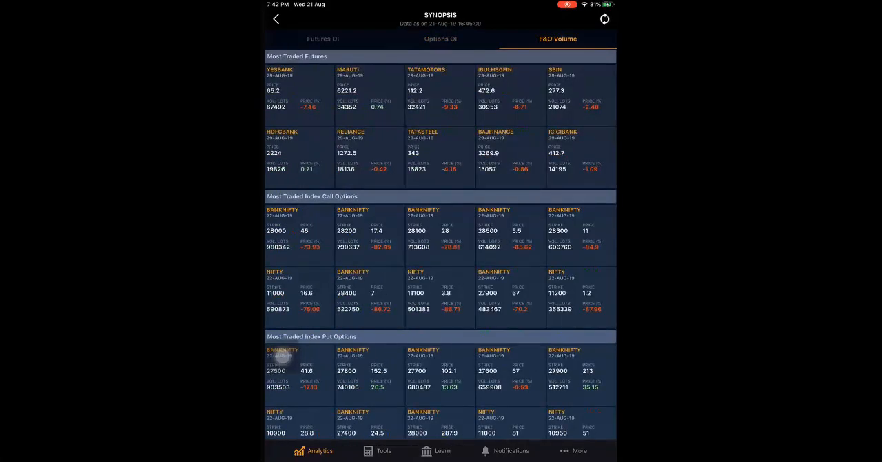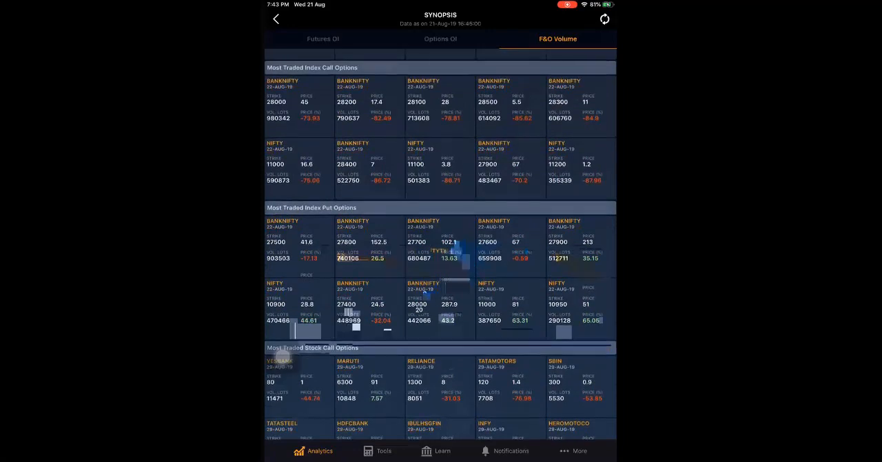Then you have the F&O volume. Now it's basically the highest volume traded contracts. It includes the futures as well as options and the long dated options, that is LEAPS. The most traded futures today were Yes Bank, followed by Maruti, Tata Motors, Indiabulls Housing. So you will come to know which stock is on radar, where the traders are building up positions. The beauty of this product is that, especially at the start of the day, you want to see where the positions are getting built up and which options are active. These products will help you out.